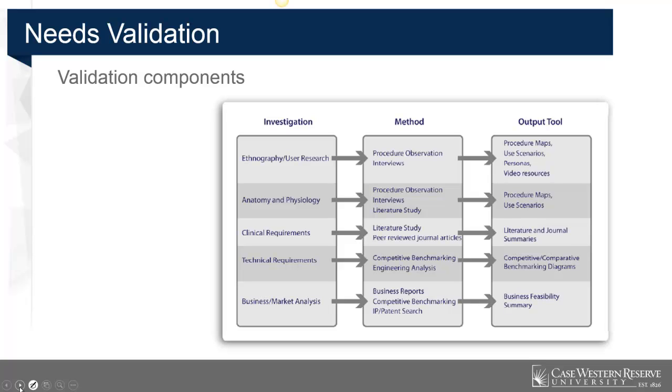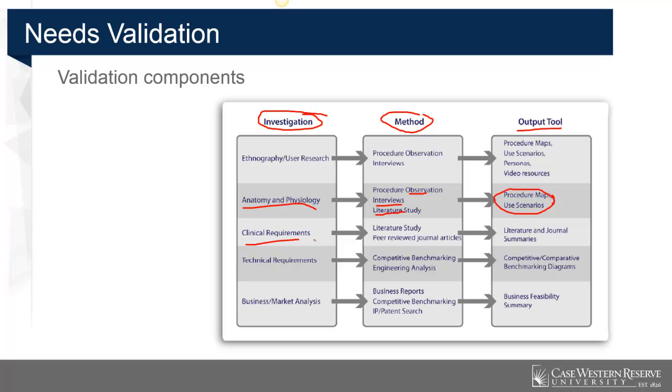Let's look at a few validation components, and again, these are expanded on in the book quite a bit. Basically, what you've got is a couple different phases here. You have the various investigations, the method of investigation, and then the output. So let's just take, for instance, anatomy and physiology. You may observe the procedure, conduct interviews, and do a literature study. And these are the methods by which you investigate anatomy and physiology, and you come up with procedures, maps, and user scenarios. And then you test these. The test of that is the validation.